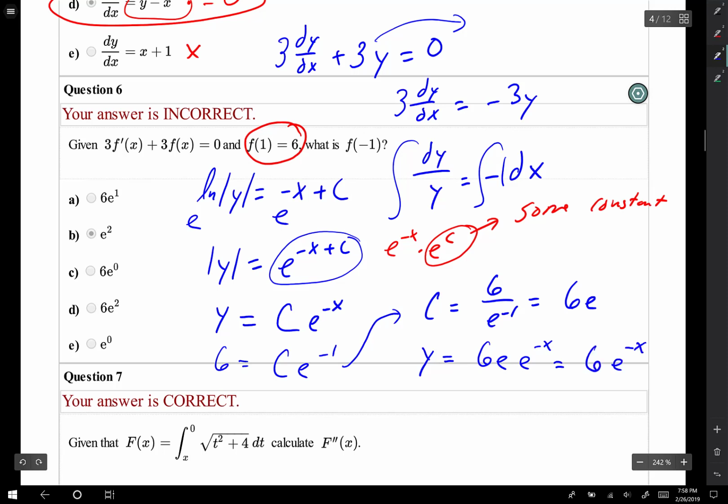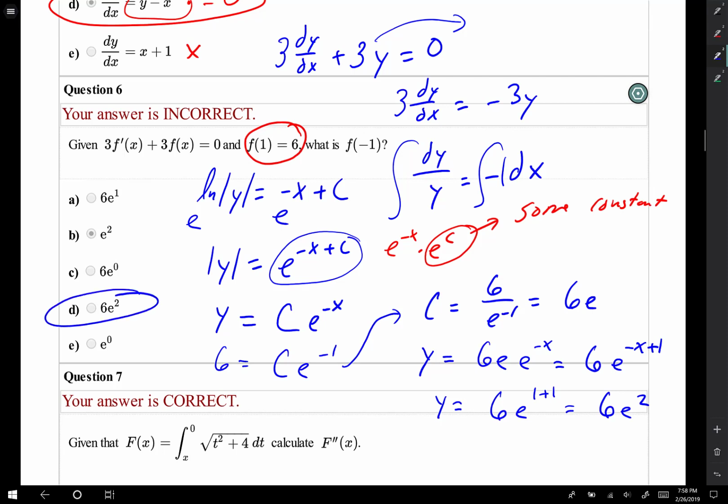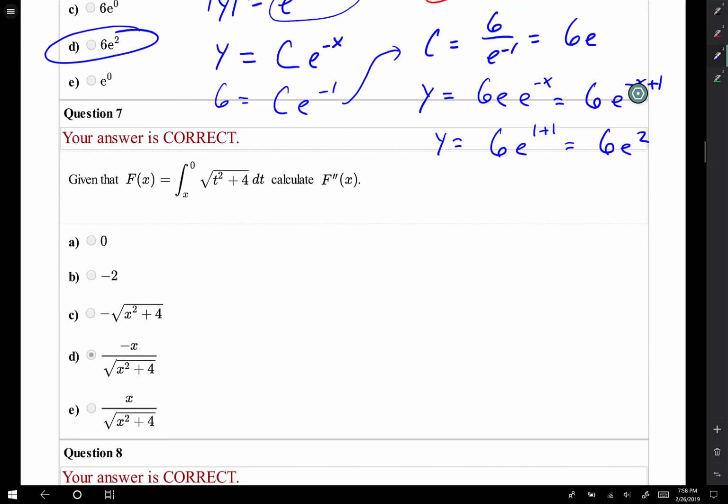6e to the negative x plus 1. So there it is. So now, let's see, what do they want? F of negative 1, so let's plug in a negative 1 in there. So if I plug in a negative 1, I get 6e, negative times a negative is a positive, 1 plus 1. So 6e squared. There you go. Cool. All right, let's continue.